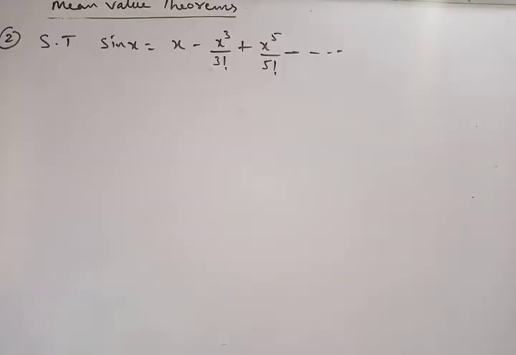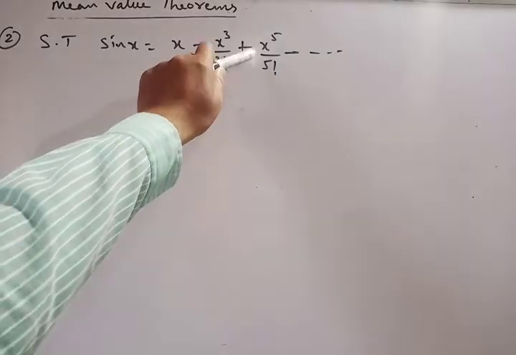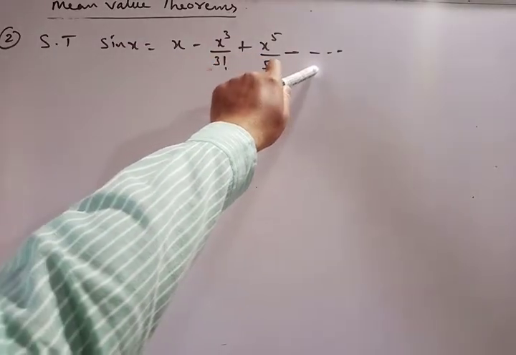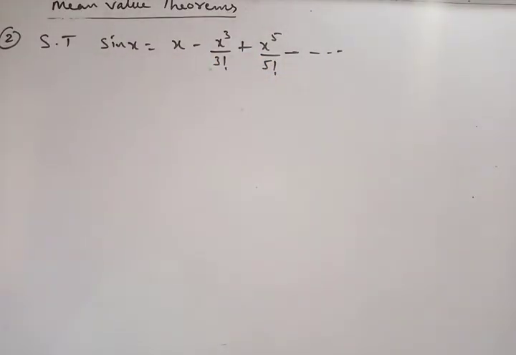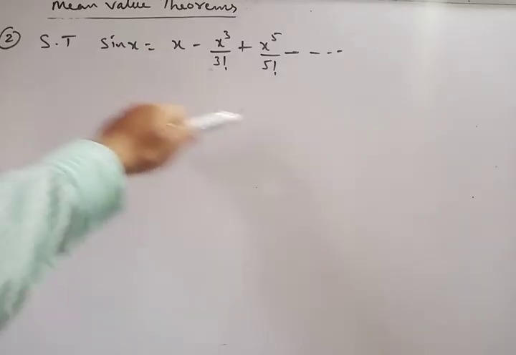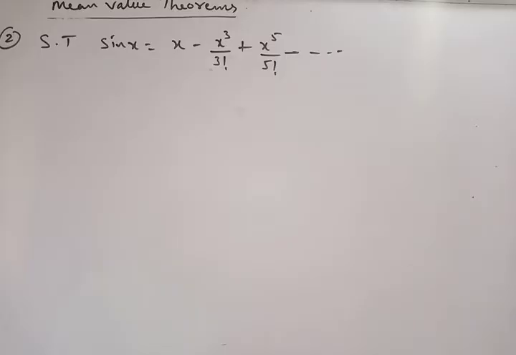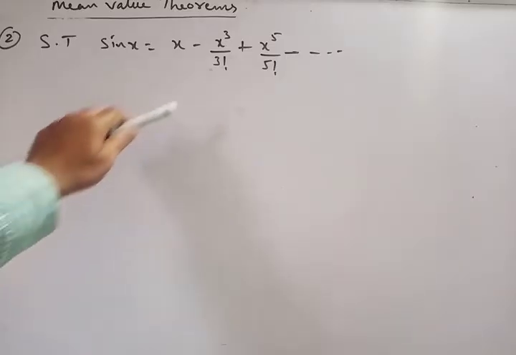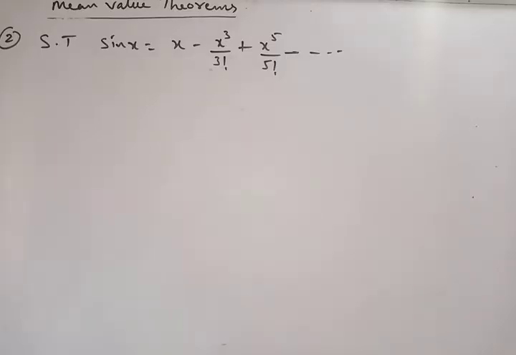See the next problem. Show that sin x is equal to x minus x cube by 3 factorial plus x power 5 by 5 factorial minus so on. We have the sin x expansion formula, correct? In lower classes we used to learn the direct formula, but we don't know how it came. So using Taylor's or Maclaurin's we can derive this formula.